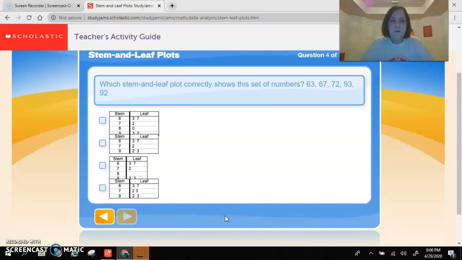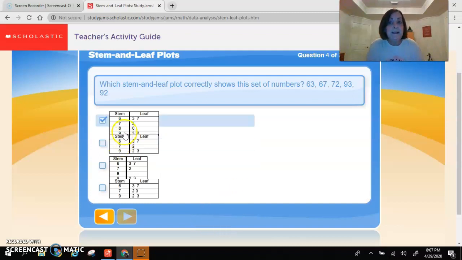Okay, this one's a little hard to see. It says, which stem and leaf plot correctly shows this set of numbers 63, 67, 72, 93, and 92. So we have 5 numbers represented. We have 60s, we have the 70s, and the 90s. But if you remember back at the beginning of the video when he created the stem and leaf plot, we had to include the value between the 7 10s and the 9 10s, which would be 8 10s. Even though we don't have a number in the 80s, we still have to include it.